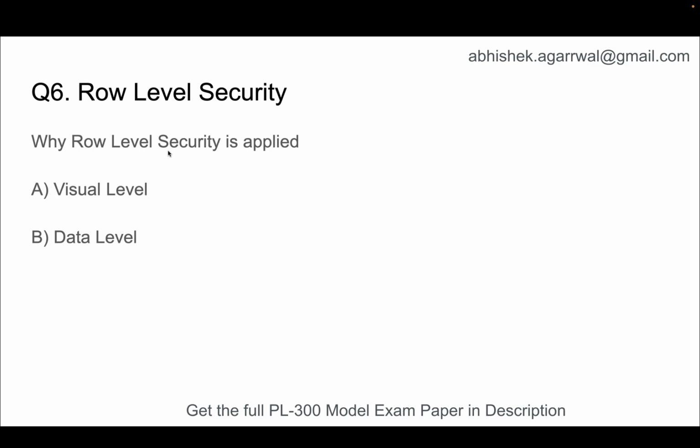Alright, so the question is: where is row level security applied? Please read it as where, not why. A, at the visual level; B, at the data level; C, at the model or the data model level; or the last option is the data transformation level.